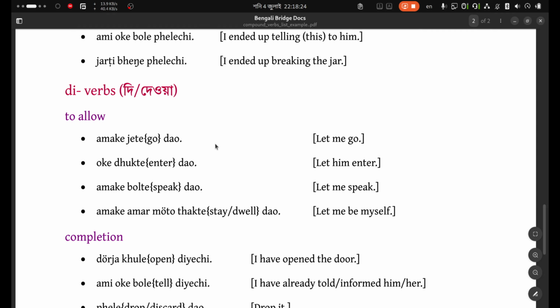Jete dao. Let me go. Dhukte dao. Let him enter. Bolte dao. Let me speak. Amar moto thakte dao. Let me be myself. And would you like to come up with some examples by yourself? থাকতে দাও, যেতে দাও, বলতে দাও, something like that.